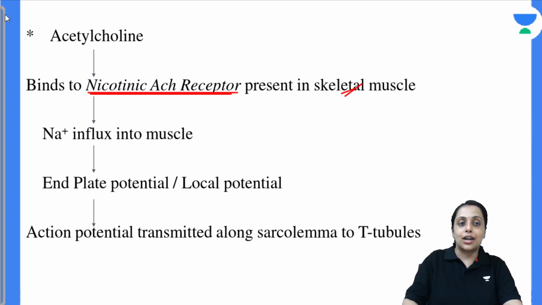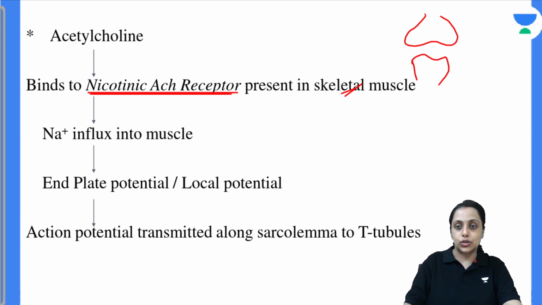Okay, this is our neuromuscular junction. This is our nerve plate and this is our muscular end. So at the NMJ, what will happen? Acetylcholine will be released, go and bind with the acetylcholine receptor, which is present in our skeletal muscle. Okay, and as soon as it binds, sodium influx inside the muscle is going to occur.